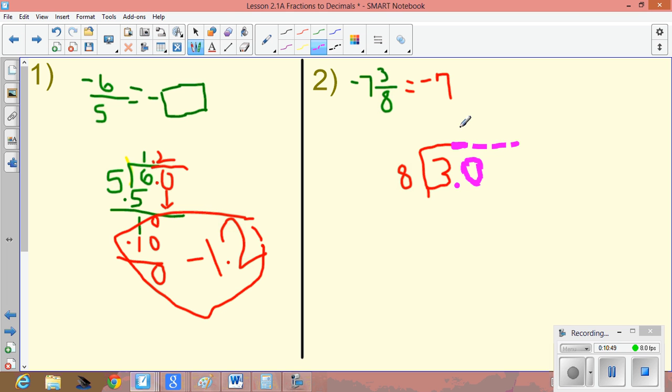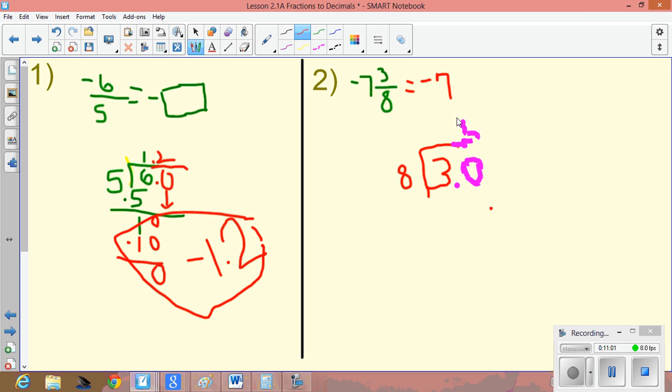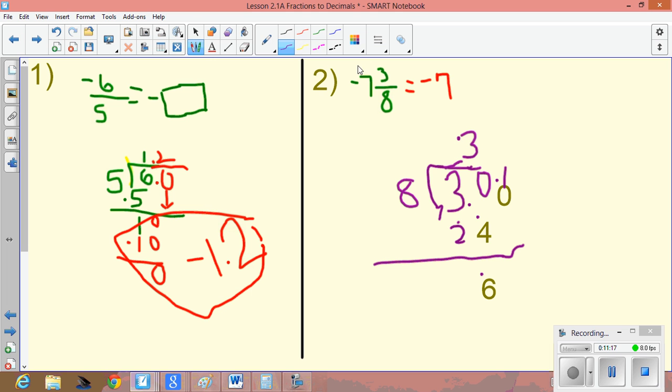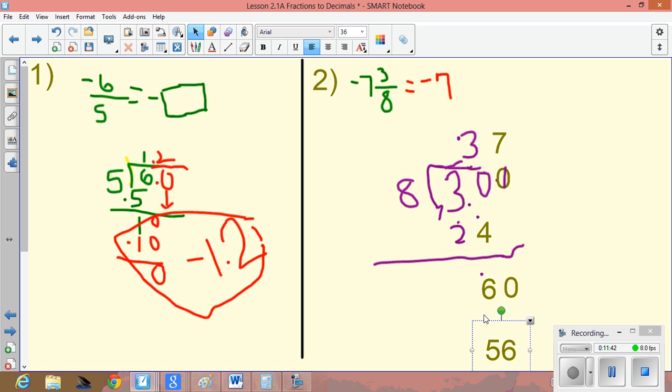Okay, so I'm going to put a 3 here. I don't know why this isn't working nicely. Okay, here we go. So 8 times 3 is 24. When we subtract, we get 6 left over. I could add a 0 up here, and I'm going to bring this 0 down. Okay, so now how many times does 8 go into 60? And the solution would be 7, because 8 times 7 is 56. And when we subtract 56 from 60, we get an answer of 4.